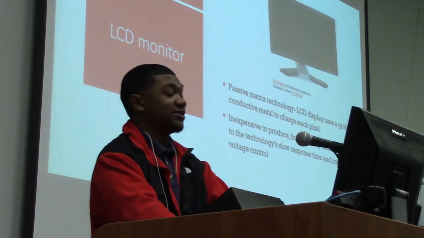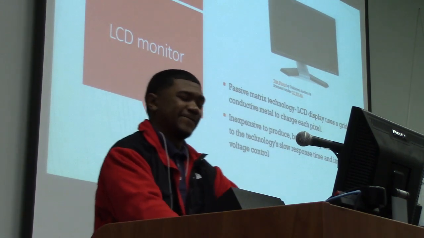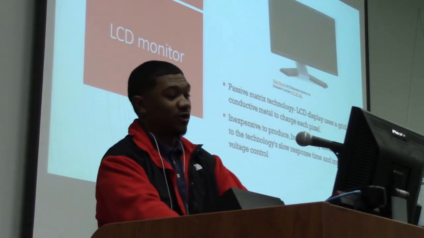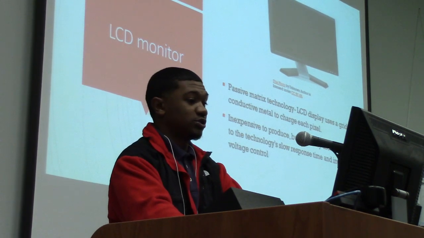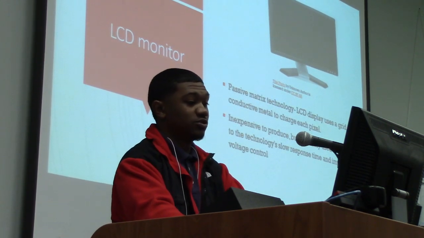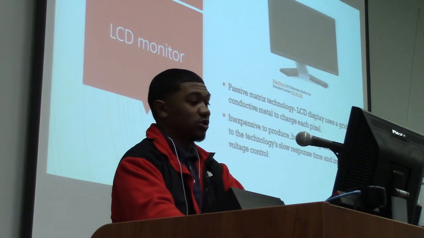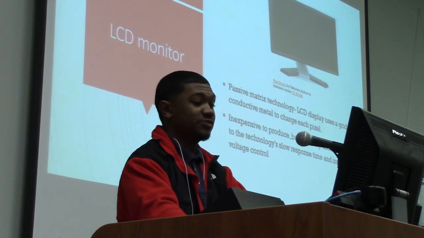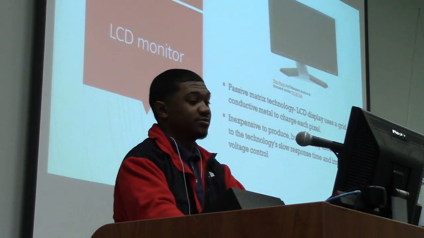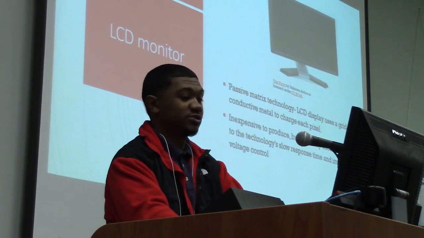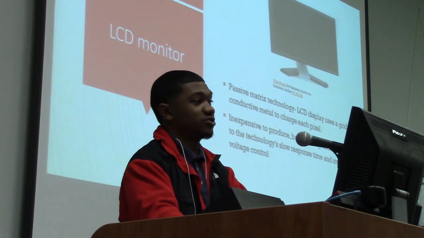When talking about LCD monitors, some of the early ones used passive matrix technology. It's basically where it uses a grid of conductive metals to charge each pixel. It's rather inexpensive to produce, but rarely used today due to the slow response time and imprecise voltage control that it provides.